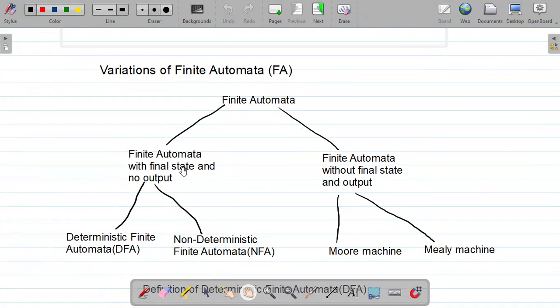Under the first category, that is finite automata with final state and no output, we have two: deterministic finite automata, also called DFA, and non-deterministic finite automata, NFA. We'll be learning about DFA and NFA. And then finite automata without final state, but with an output. We are going to learn about the Moore machine and the Mealy machine. These two machines we'll be learning. So first we'll move to the deterministic finite automata.